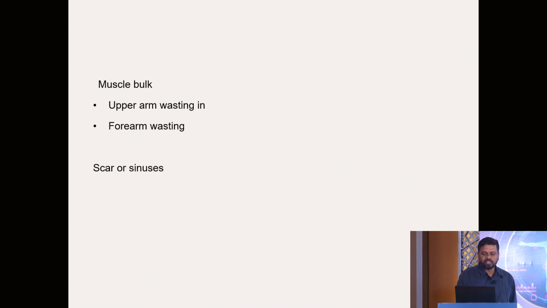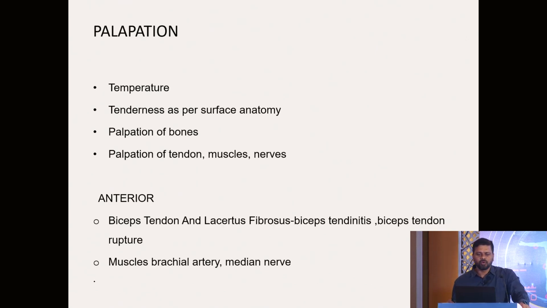Then look for the muscle bulk. Start from the biceps, and the forearm muscle wasting. In cases of entrapment neuropathy, even in frozen shoulder, when the patient is not using his arm, we can get disuse atrophy also. Then scars and sinuses. On palpation, again look for the temperature, compare with the normal side, and tenderness as per surface anatomy.